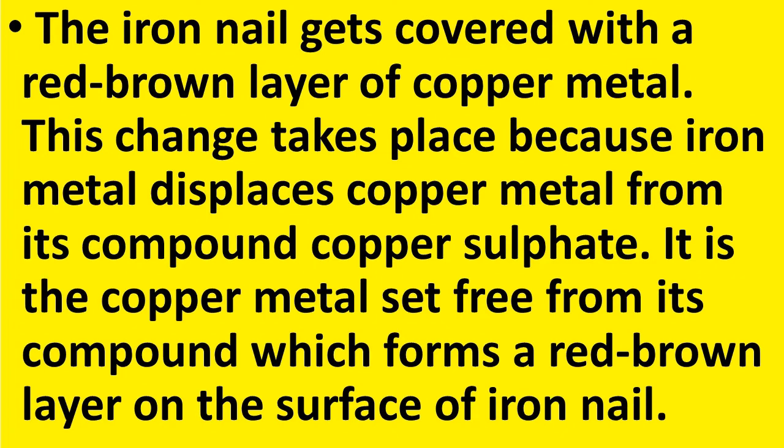This change takes place because iron metal displaces copper metal from its compound, copper sulfate. So what we can see is that the color changes to greenish and the iron nail also gets covered with a red-brown layer. And what is this red-brown layer? It is copper metal, because in this reaction iron displaces copper as it is less reactive. It is the copper metal set free from its compound which forms the red-brown layer on the surface of the iron nail.